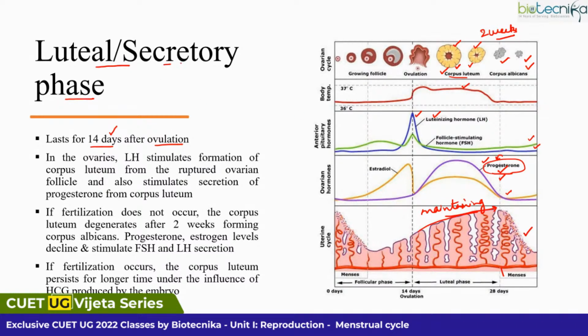So why do we call it a secretory phase? Basically because of the secretion of these important hormones that help in maintaining the pregnancy, that is your progesterone, as well as some levels of estrogens that are maintained.